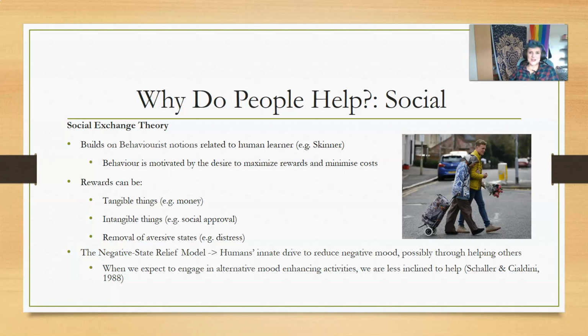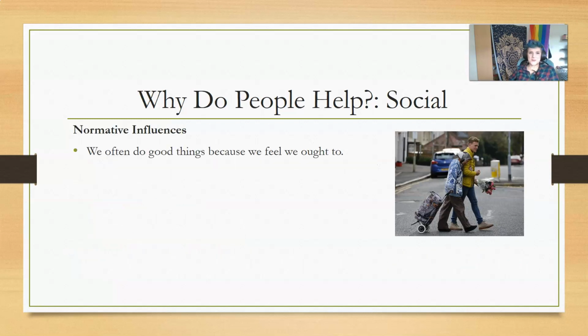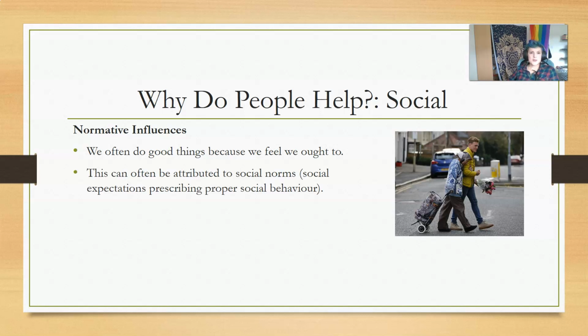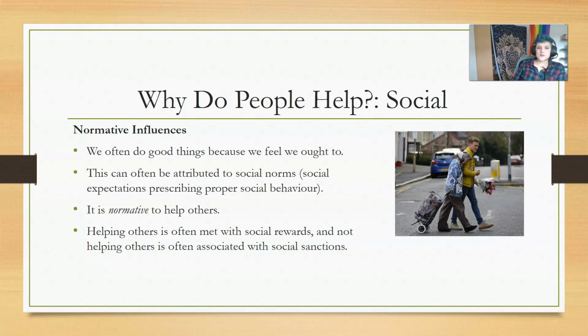Another social explanation as to why people help is normative influence. We often do good things because we feel like we ought to. This can often be attributed to social norms, so social expectations prescribing proper social behaviour. It's normative to help others, so it's considered general social conduct to help people who are in need. Helping others is met with social rewards, so positive affirmations from other people. And not helping people can be associated with social sanctions.